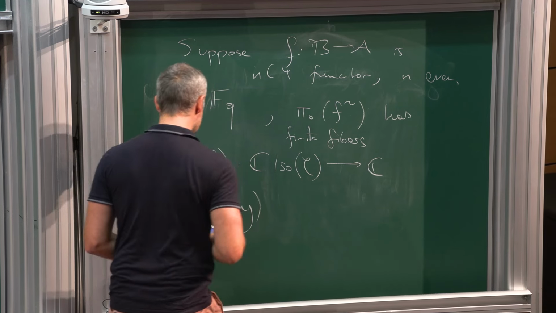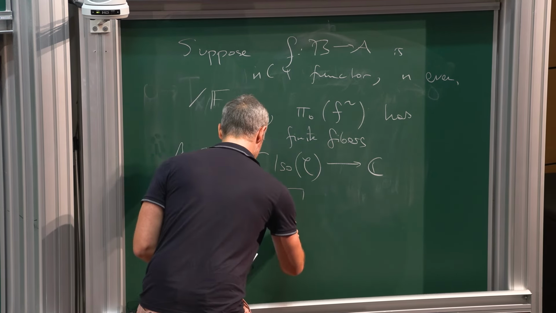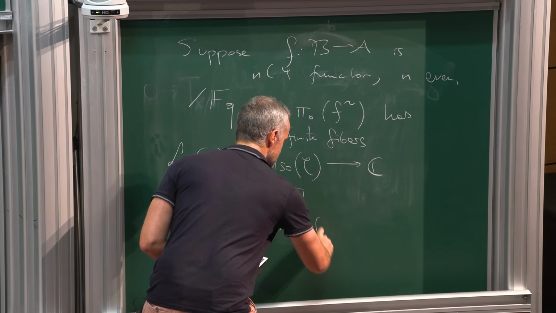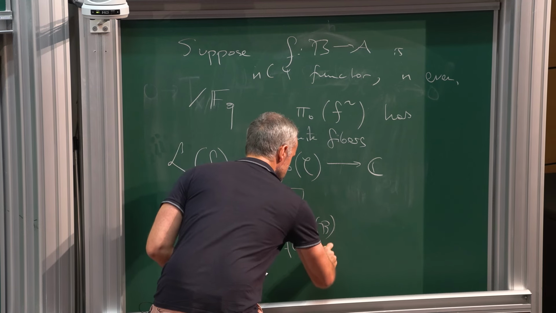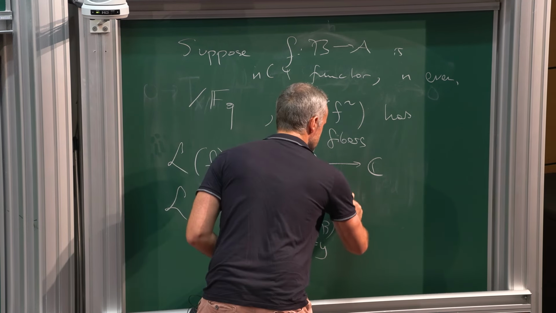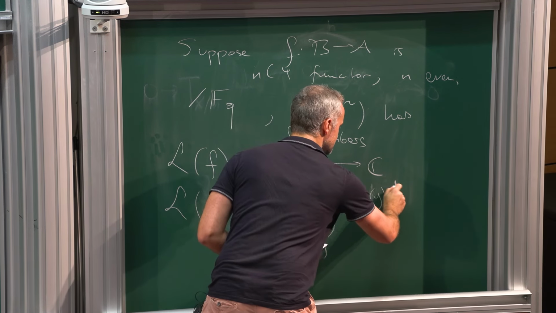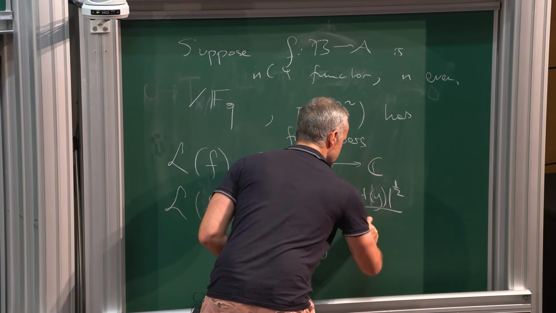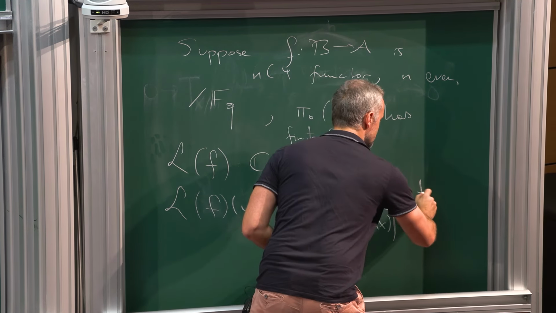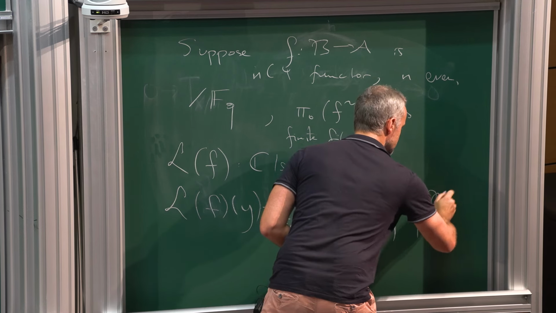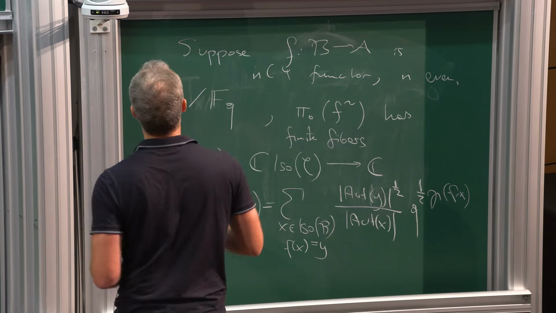How is it defined on a basis element y? Take a sum over isomorphism classes in B, which map to y. And here you take size of automorphisms of y, square root, divided by size of automorphisms of x. And then there's an important power of q to the 1/2 some integer gamma f comma x.